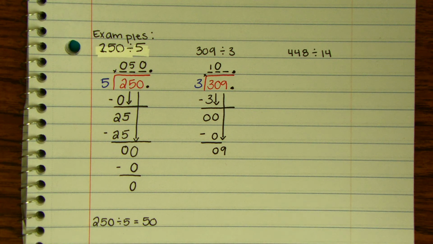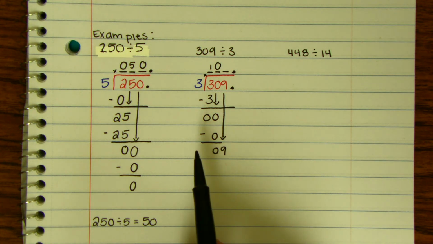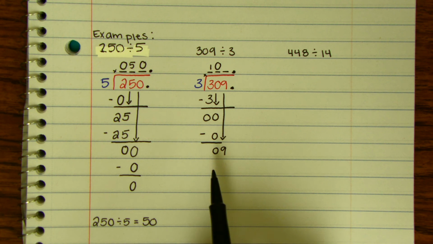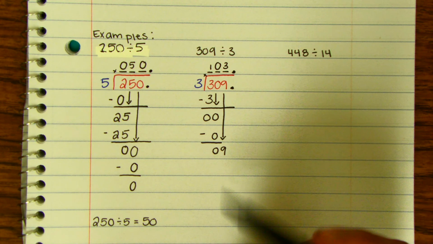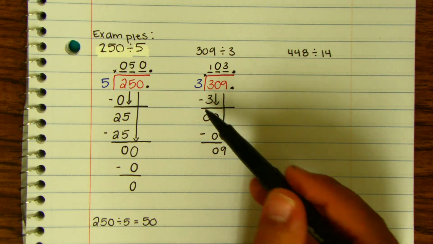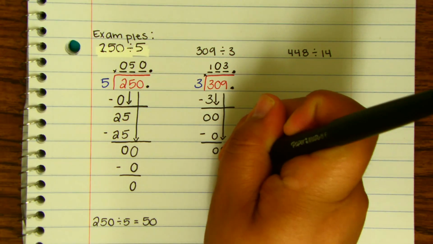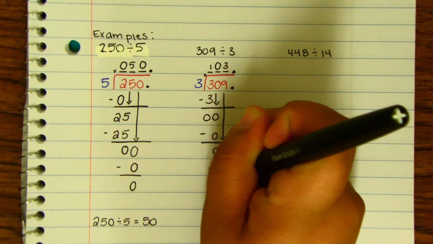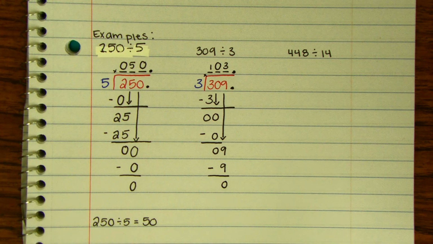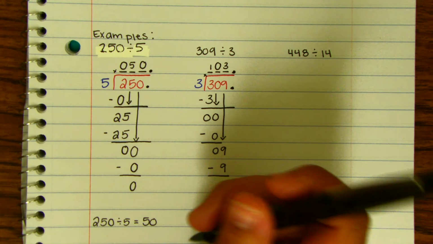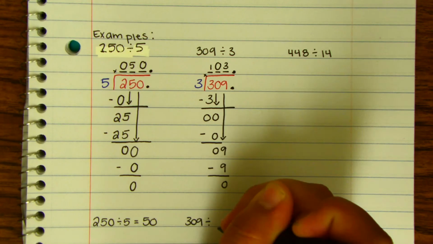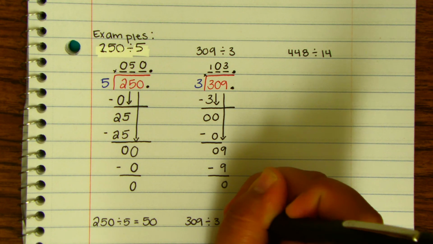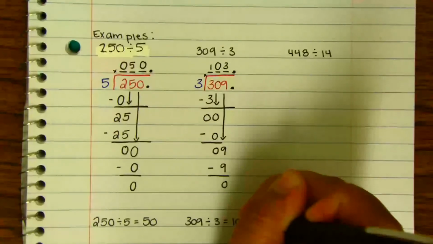Now I have to figure out the last part. 9 divided by 3 is going to be 3, because 3 times 3 is 9. When I subtract it, I get 0. There's no remainder. So my answer is 103. So 309 divided by 3 is 103.